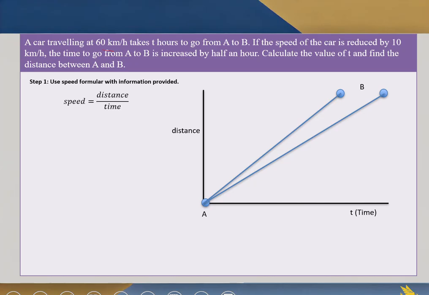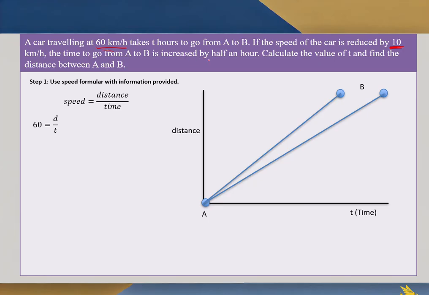So I'm going to use that for both my formulas. The first formula: I've got 60 kilometers per hour as my speed, so 60 equals distance over time. Now, the next equation I'm going to create is looking at what my new speed is. It says if the speed of the car is reduced by 10, that means my speed will be 50.